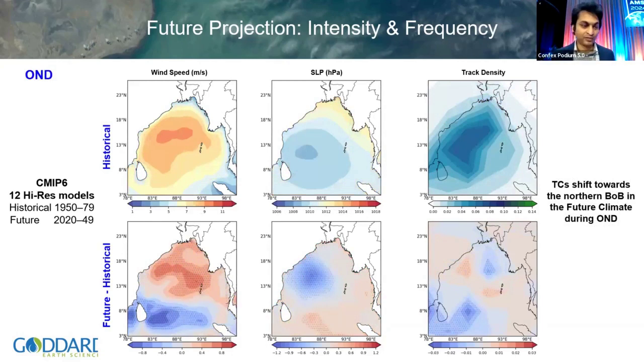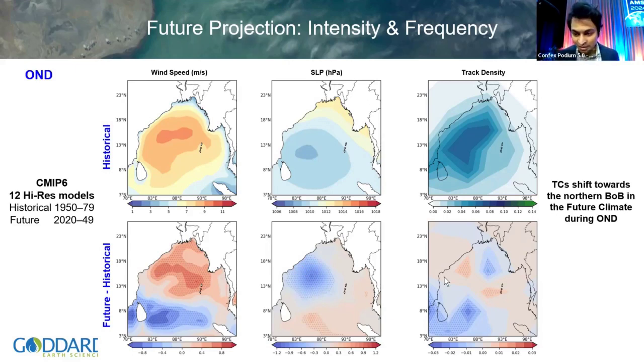We're looking at the same figure, but for October, November, December, or the post-monsoon season, and it gets interesting. If you look at the bottom left panel, future minus historical, we see a decrease in wind speed in the southern Bay of Bengal and an increase in the northern Bay of Bengal. Sea level pressure increases in the southern part, and in the northern Bay of Bengal it actually decreases. Both indicate a shift in the intensity of tropical cyclones from the southern Bay of Bengal to the northern Bay of Bengal.